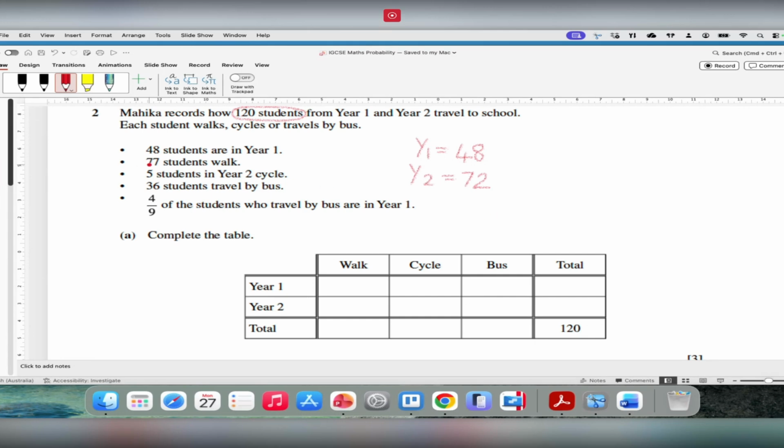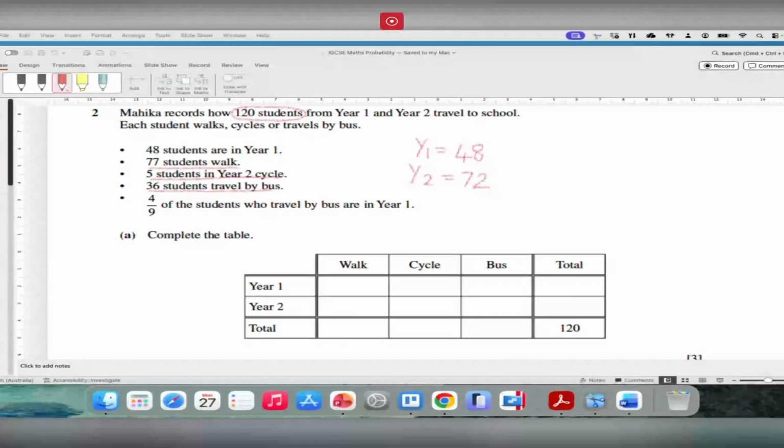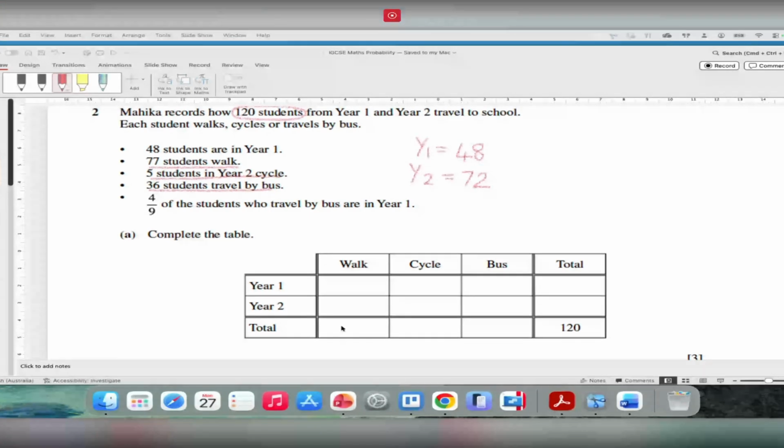Now we know that 77 of these students walk. We know that 36 of these students travel by bus. We know that 5 students in year 2 cycle, and we know that 4/9 of the students who travel by bus are in year 1. Now we must complete the table and find the probability that a student does not travel by bus. Okay, so we already know that 77 students walk, so we can write it over here. And we know that 5 students in year 2 cycle, so we can write a 5 over there.